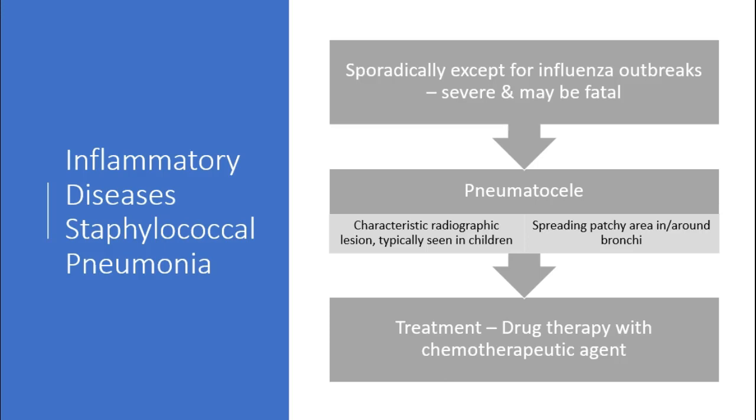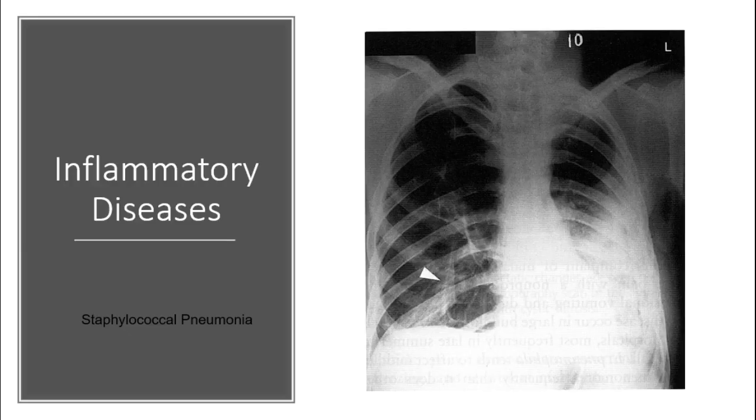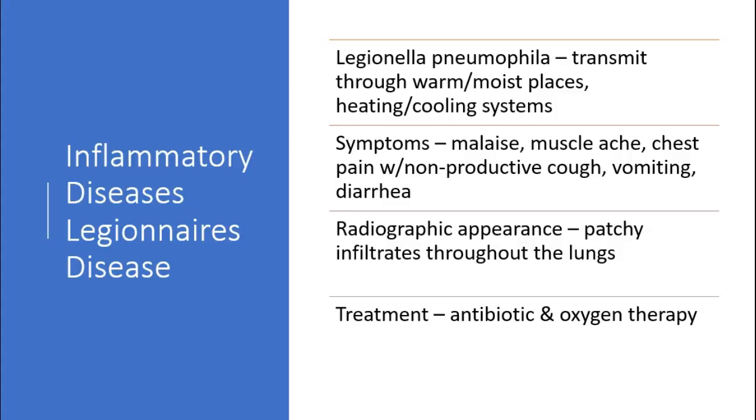Pneumatocysts, you'll see, and there's characteristics of lesions and typically seen in children. So it's patchy areas around the bronchi is what we see. We use drug therapy with a chemotherapy agent, which is crazy, huh? All right, this is what it looks like. So you can see we have a piece of atelectasis here. This just looks really bad. There's all kinds of problems with this image.